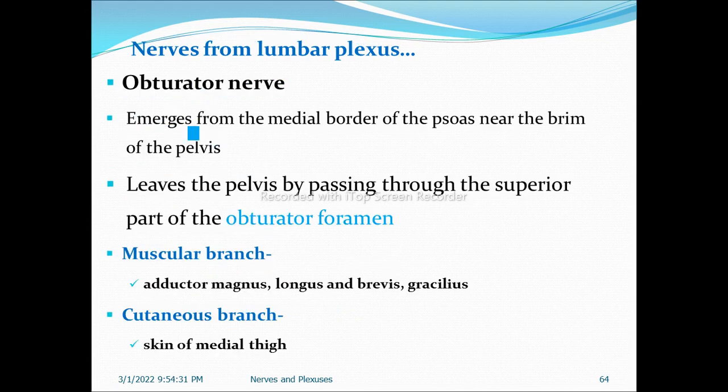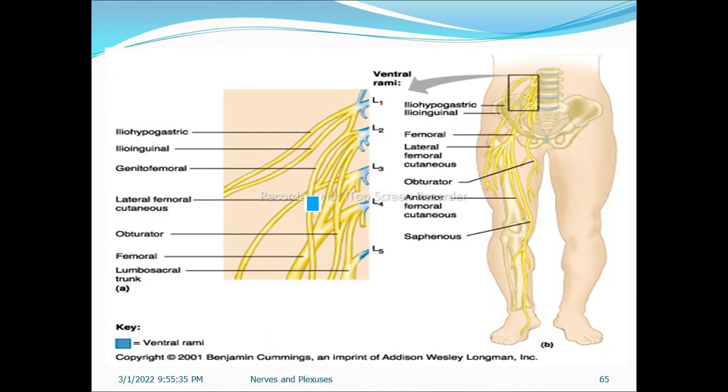So the obturator nerve emerges from the medial border of psoas major near the brim of the pelvis with the lumbosacral trunk, and leaves the pelvis by passing through the superior part of the obturator foramen. The muscular branch will go to adductor magnus, adductor longus, brevis, and gracilis, whereas the sensory branch will go to the skin on the medial side of the thigh. So this is the lumbar plexus, as we have seen before.